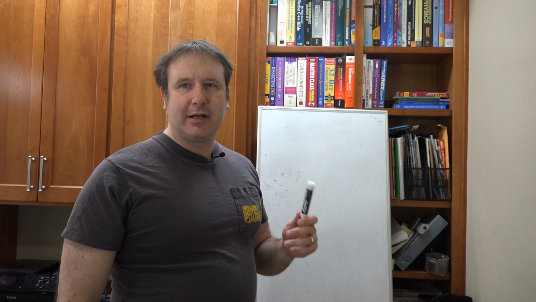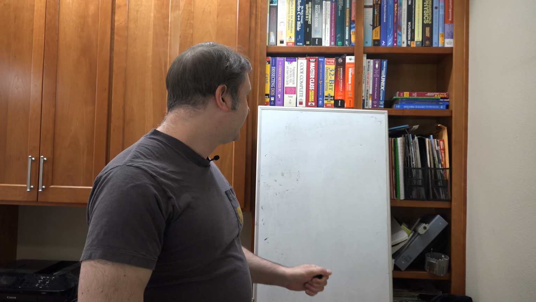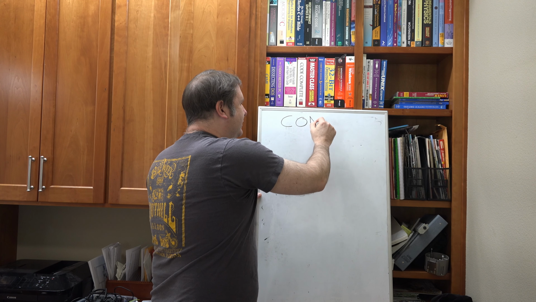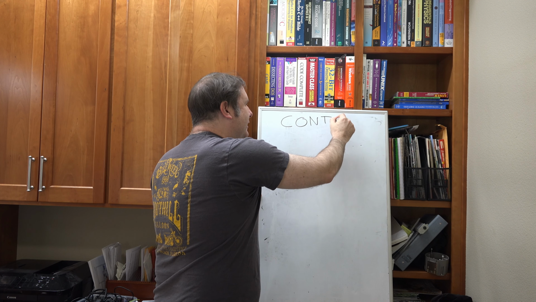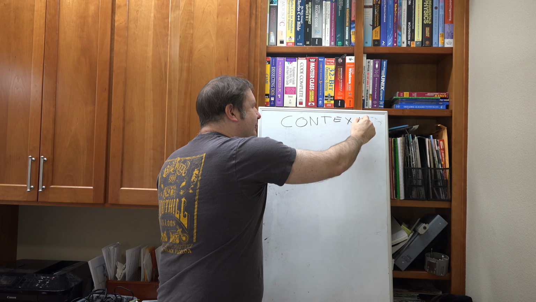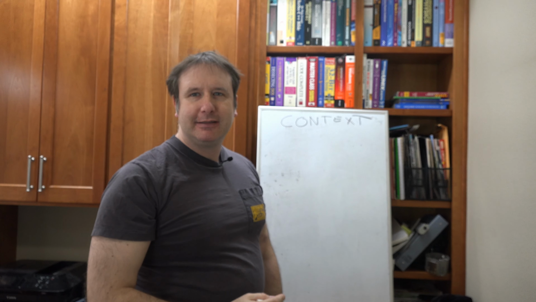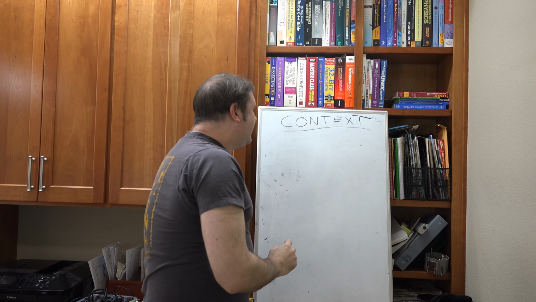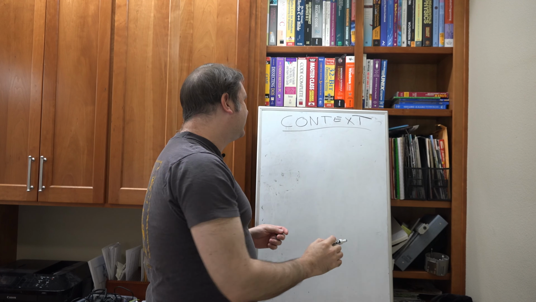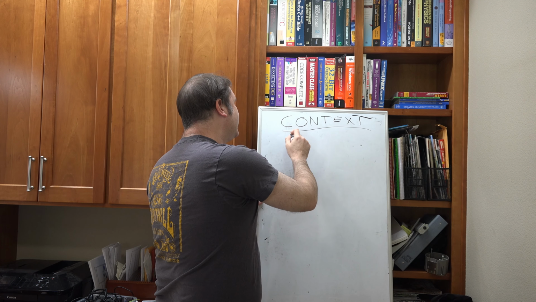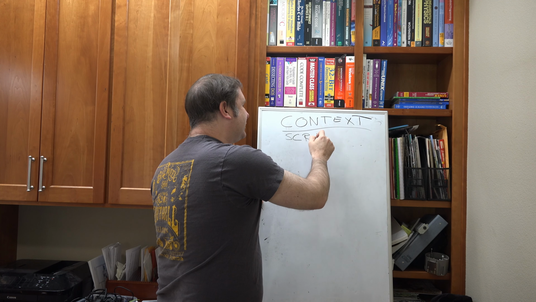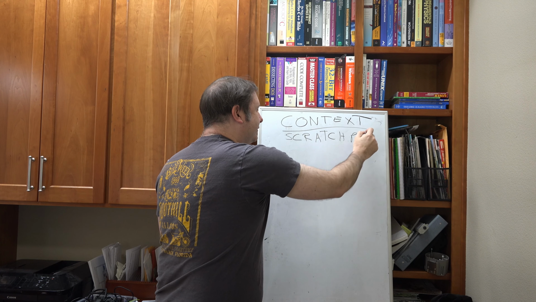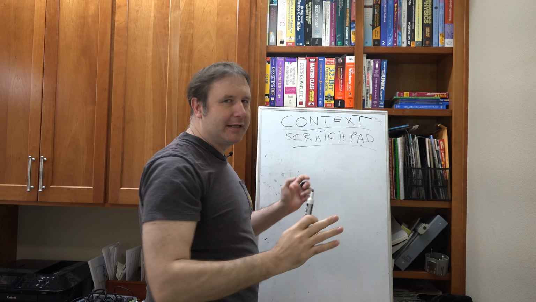Now there are two main concepts we need to talk about first. The first one is context. I'm going to really spell this out because people don't like my shorthand. I don't know if you can see that from there, but context. The second thing we want to talk about is something called scratchpad. Right? So context.